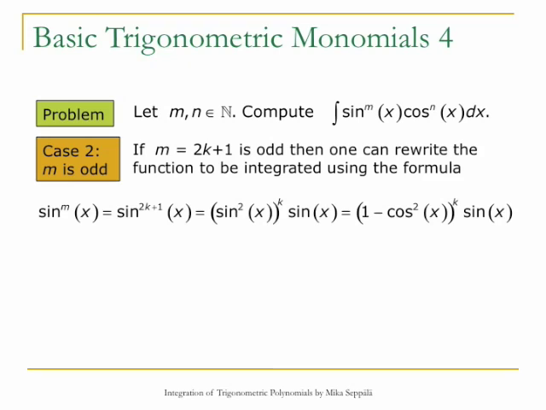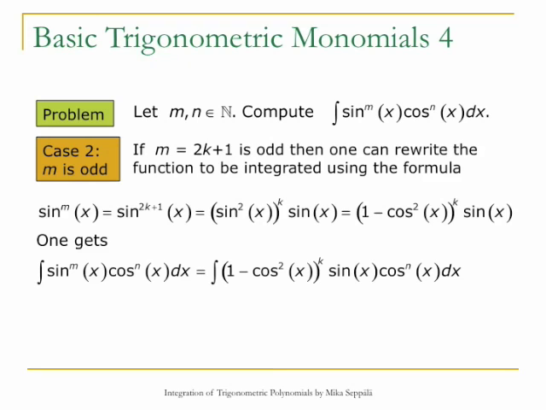And now sine squared is 1 minus cosine squared. Therefore, sine to the power m of x becomes 1 minus cosine squared of x, and that raised to the power k times sine of x. We substitute this in place of sine to the power m in the integral to be computed. We get that the integral of sine to the power m of x times cosine to the power n of x dx equals the integral of 1 minus cosine squared of x, raised to the power k, times sine of x times cosine to the power n of x dx.